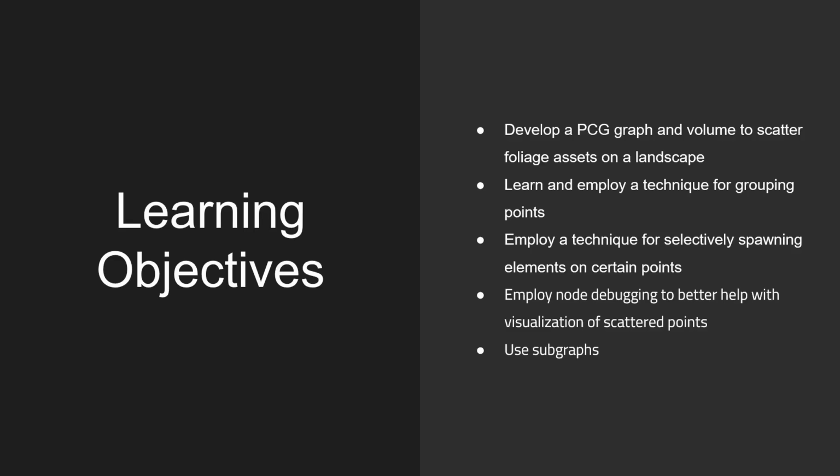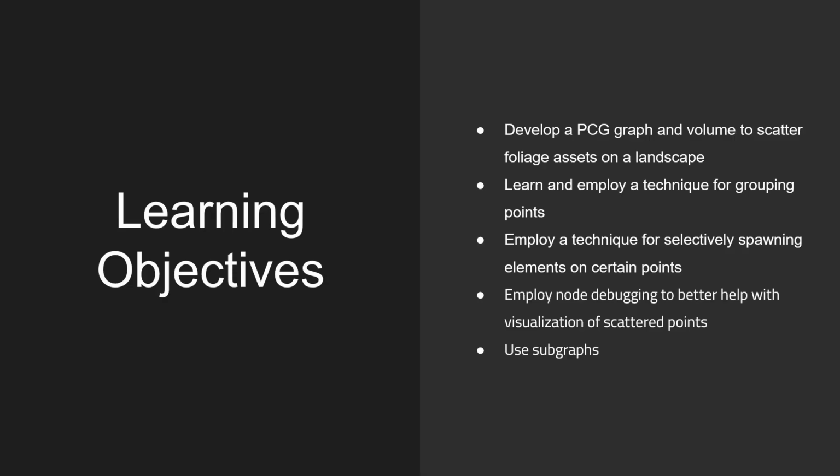Now, let's quickly go over what you, the learner, will learn by the end of the session. Number one, you will have developed a PCG graph and volume to scatter foliage assets on a landscape. You will learn techniques to develop a slightly more complex PCG graph to scatter foliage on a landscape, and you can then use these techniques as a foundation for building your own PCG tools to assist you in the development of your own projects.